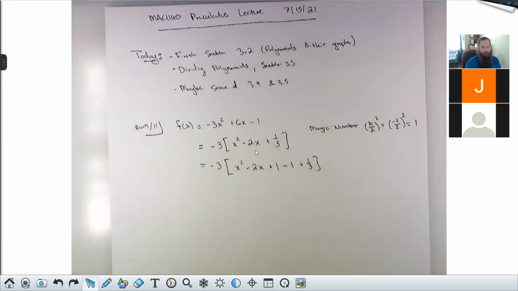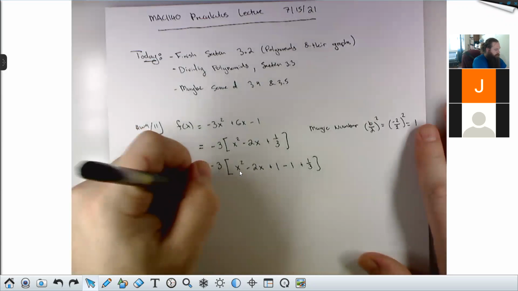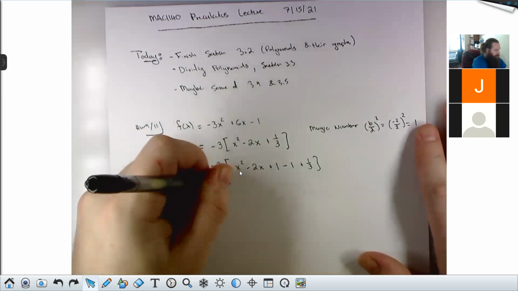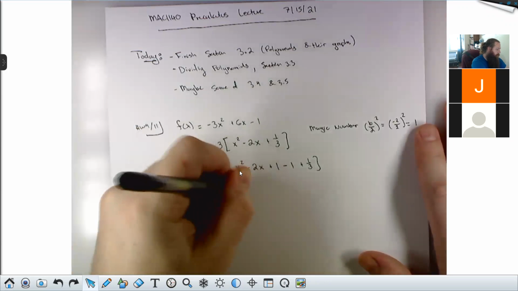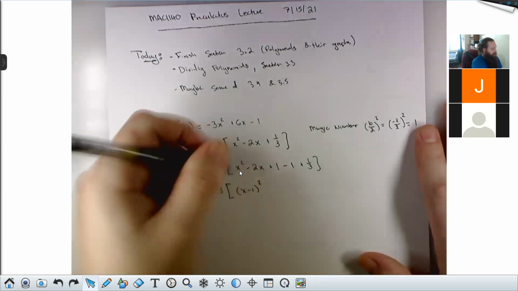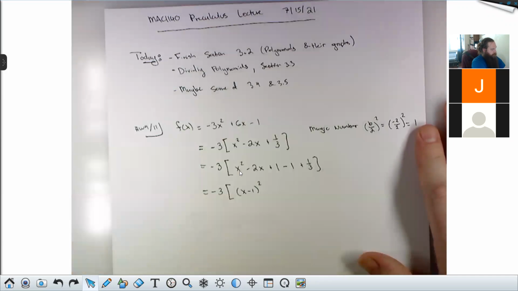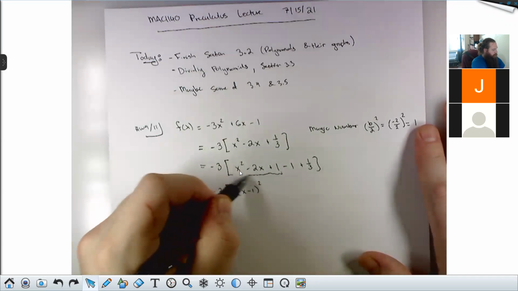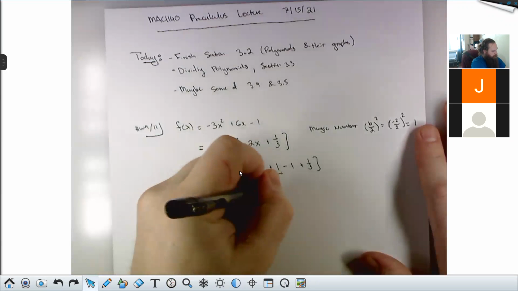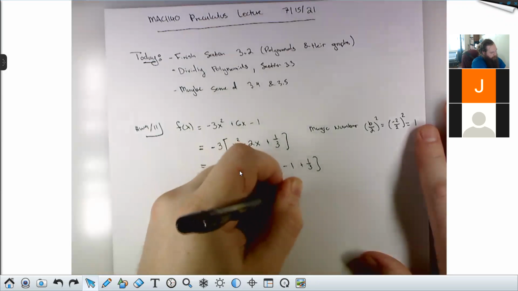And the nice thing about this is that these three terms are guaranteed now to factor as a perfect square. So x squared minus 2x plus 1, that's (x minus 1) squared. It's x minus 1 times x minus 1. So this is (x minus 1) quantity squared. It's these first three. And then I still have minus 1 plus 1 third.